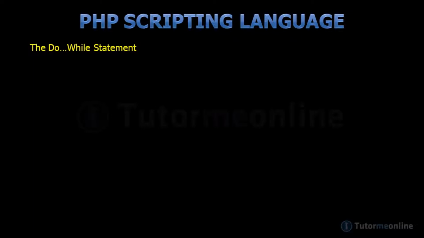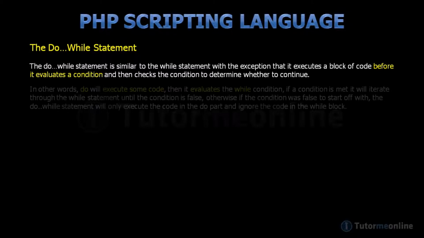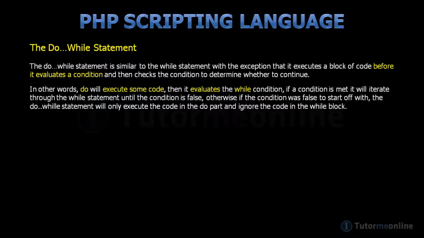Next, we'll have a look at the do while statement. So the do while statement is similar to the while statement, with the exception that it executes a block of code before it evaluates a condition. It then checks the condition to determine whether to continue iterating through the loop. In other words, the do section will execute some code. Then it evaluates the while condition, and if a condition is met, it will iterate through the while statement until the condition is false. Otherwise, if the condition was false to start off with, the do while statement will only execute the code in the do part and ignore the code in the while block.